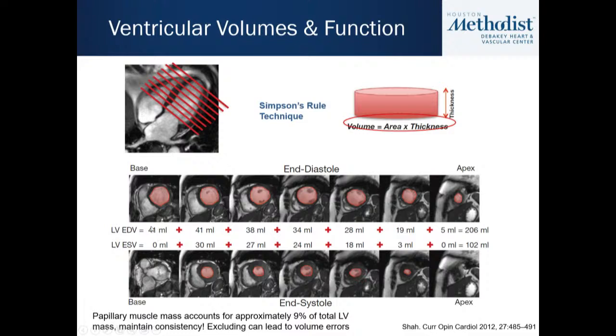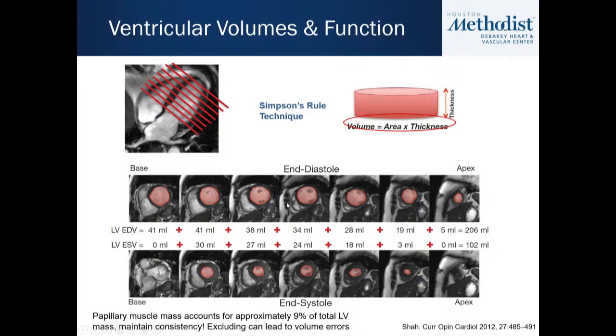This one, if you trace it, you get 41. You add these up to get to the 206. And then you decide where your end-systolic volume is, and you do the same. And now you have your EDV, your ESV, and EF. Like Dr. Chang was discussing, whether you include the papillary muscles within the mass versus the volumes is very important.